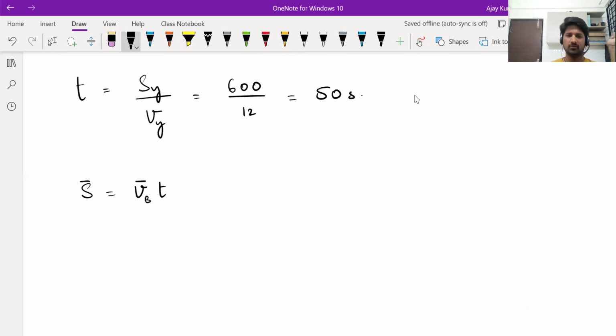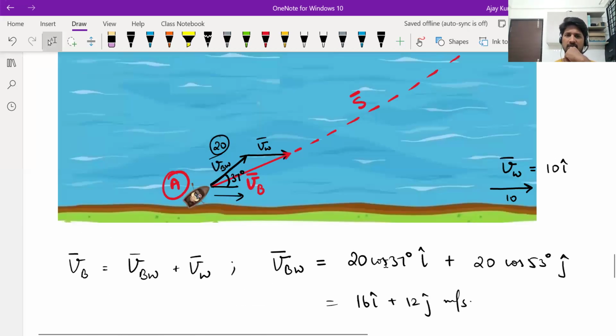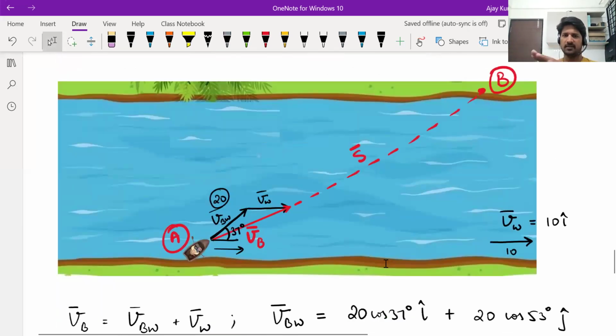Time taken to cross, we found out 50 seconds. Right? Effective velocity of the boat is 26 i cap plus 12 j cap. Multiply that with 50. This is the total displacement that it undergoes as it crosses the river. Is this clear to all of you? Are you all convinced with this or not? To calculate that displacement, I did effective velocity into time. Do any of you have any doubt in that?